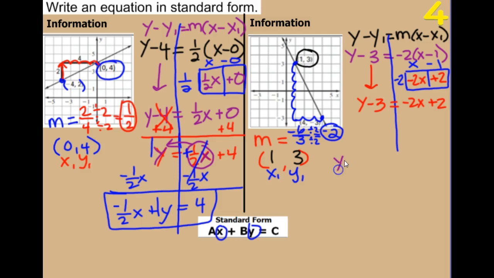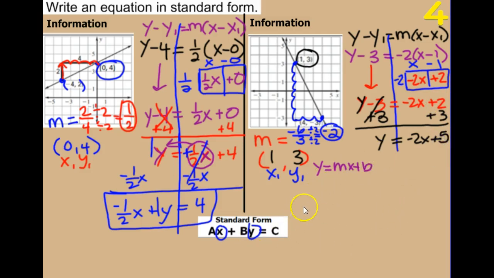So remember, our goal first is to get y by itself, to get y equals mx plus b. You don't need to write that down, but that's our next goal after we distribute. So we need y by itself, so the opposite of subtracting 3 here would be adding 3 to the other side. So we have y equals negative 2x plus, now 2 plus 3 is 5.